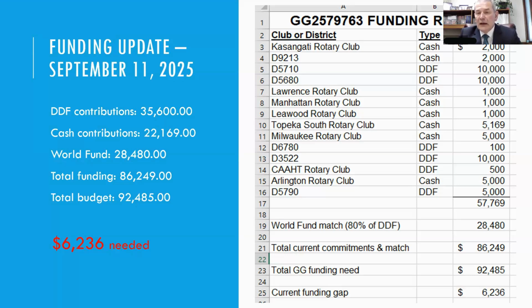And then just recently, through Jennifer's contacts, we have connected with the Arlington Rotary Club and also with District 5790, the district where Arlington is. They have given us some funding as well. And so now we are at $6,236 left.